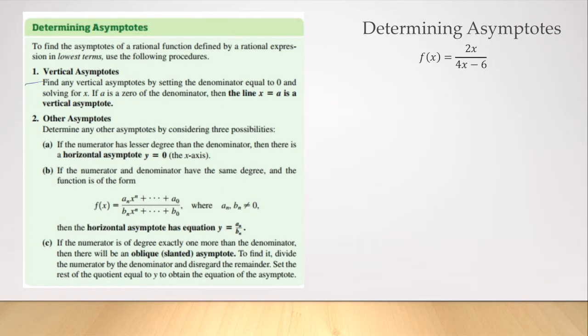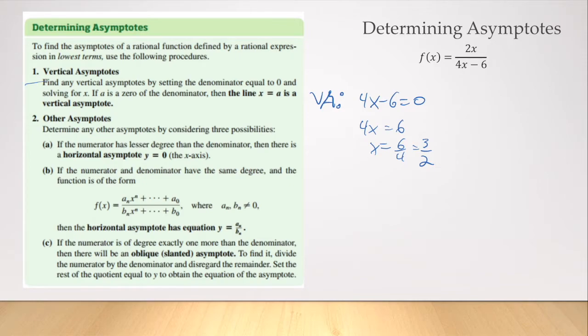Next, to find my vertical asymptotes, step 1, I set my denominator equal to 0. So I have 4x minus 6 equals 0. That gives me that 4x equals 6, so x equals 6/4, which is 3/2. This is my vertical asymptote.